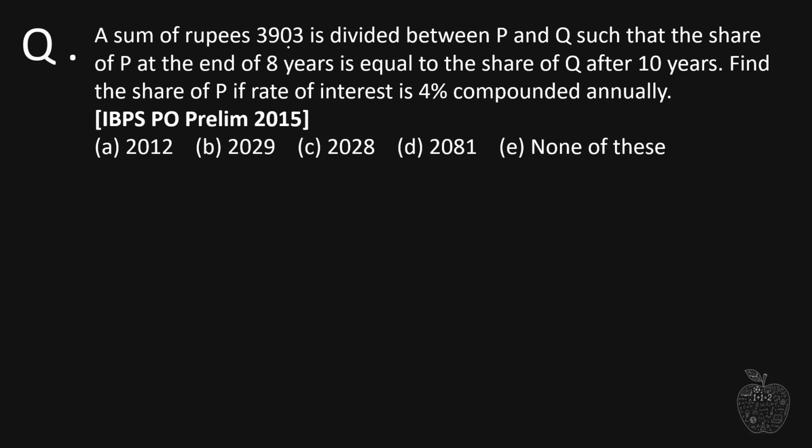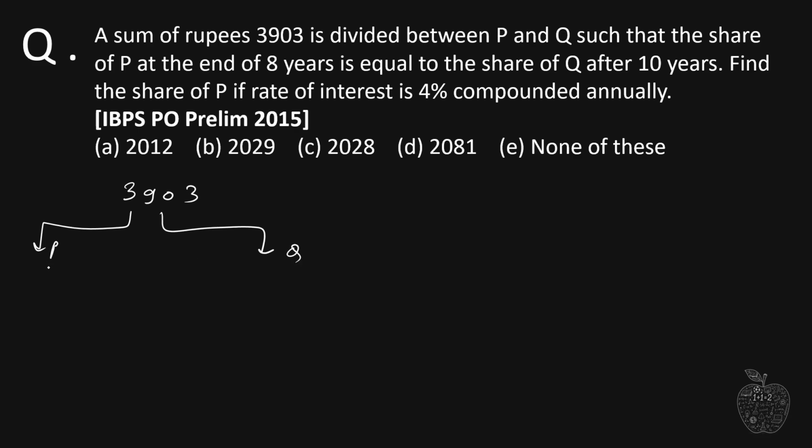A sum of rupees 3,903 is divided between P and Q such that the share of P at the end of 8 years is equal to the share of Q after 10 years. Find the share of P if the rate of interest is 4% compounded annually. So the amount 3903 is divided between P and Q.